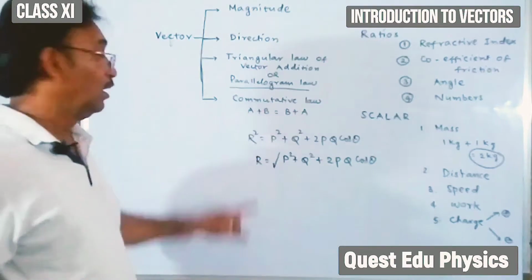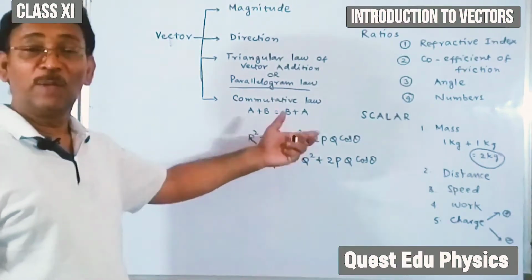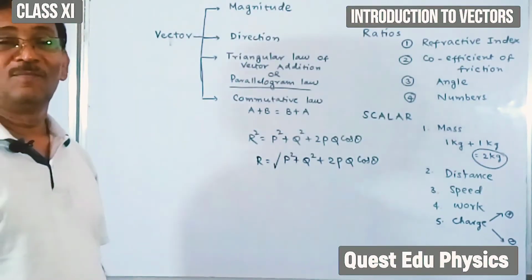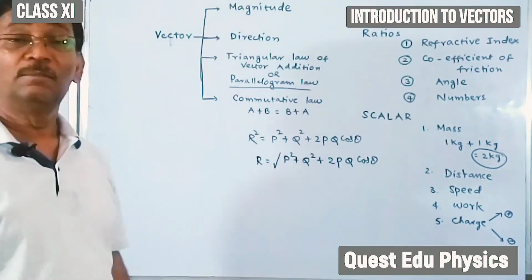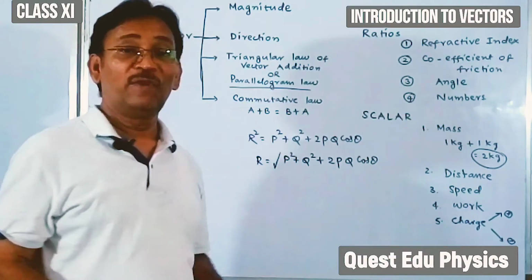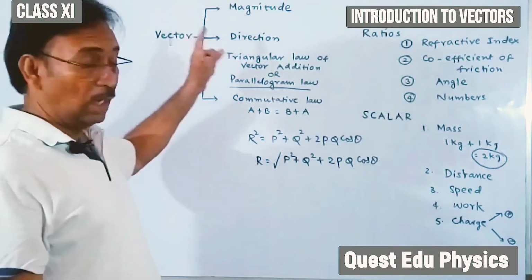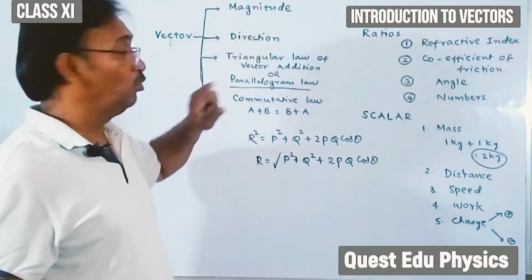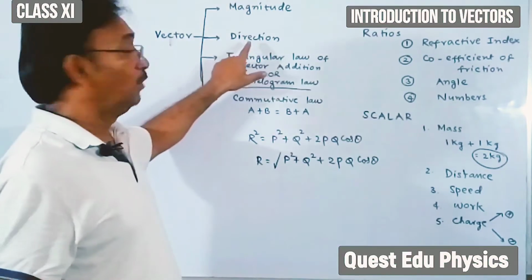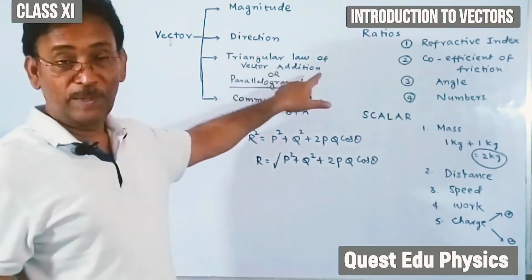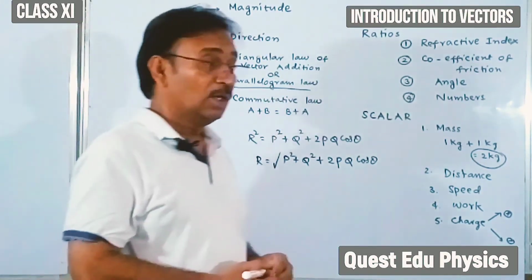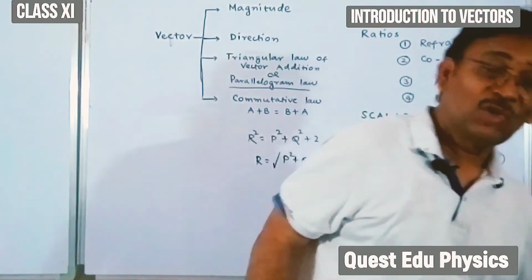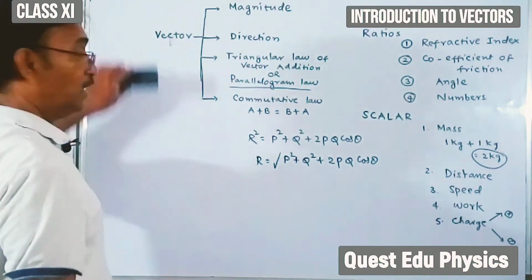And what is the commutative law? 2 plus 3 is equal to 3 plus 2. It has to obey that. These are the main characteristics of a vector. I repeat it again. It must have the magnitude, means what? Measured value, and direction. It has to obey the triangular law of vector addition as well as the commutative law. Now we learn the representation of a vector. How a vector is represented.